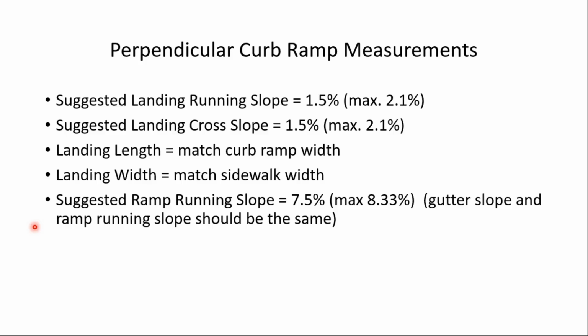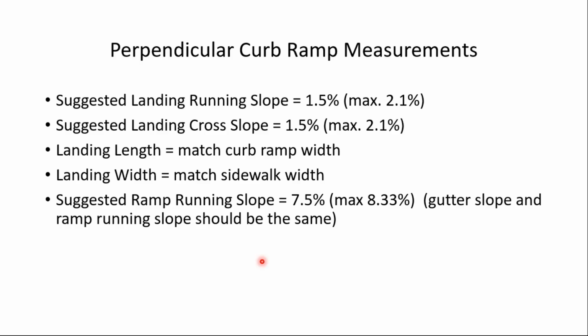What about the perpendicular curb ramp measurements? Remember earlier I said under PROWAG there's no allowance for construction tolerance. So that means we need to plan or design our ramps less than the maximum. So my suggestion is design the landing, running slope, and cross slope for 1.5%, so that when it's actually built, it won't exceed the maximum allowable value of 2.1%.